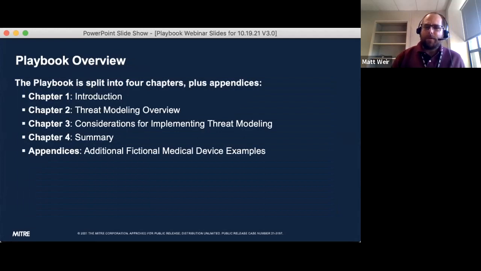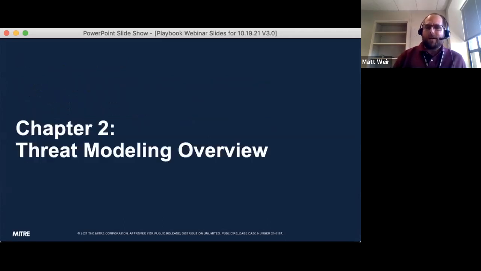So to that end, the playbook is split into 4 chapters with a pretty hefty appendix at the end of it there. So what I'll be doing today is I'll be talking about chapter number 2, which is kind of the threat modeling overview portion of it here. Penny Chase will be talking later about the considerations for implementing the threat modeling. And then Dr. Kyle Wallace will kind of finish us off here by talking about some of these additional medical devices that we've included into the playbook in the appendix there. So next slide, please. So let's talk about chapter 2 and kind of go over some of the different techniques that we talk about in this playbook for how do we do threat modeling. So next slide, please.